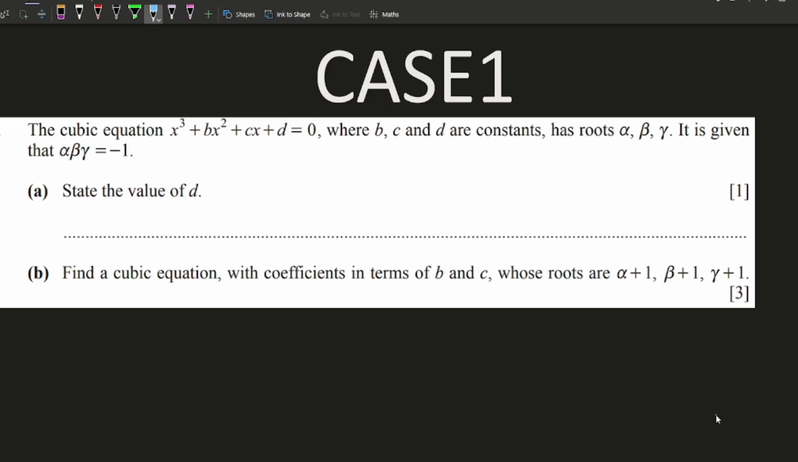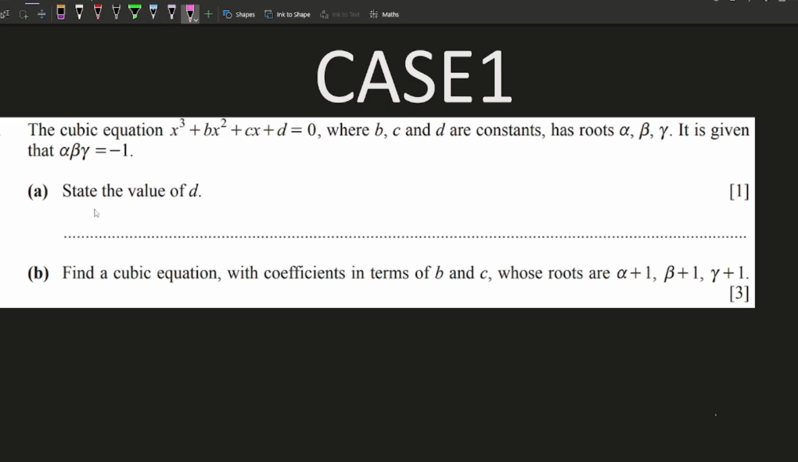So the question is asking the cubic equation x cubed plus bx squared plus cx plus d is equals to 0, where b, c, and d are constants, and has roots alpha, beta, gamma. It is given that alpha, beta, gamma, which is the product of roots, is equals to -1. And it's asking us to state the value of d in the first part.